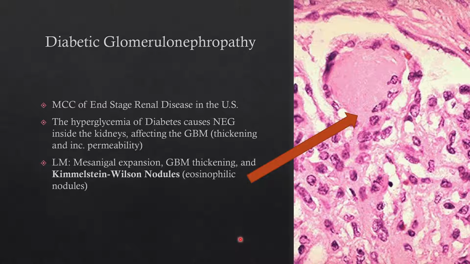And diabetic glomerular nephropathy, this is the most common cause of end-stage renal disease in the United States. And this is why diabetes is such a horrifying disease, because it is a slow progression and a slow march towards worsening conditions. The hyperglycemia of diabetes can cause basically non-enzymatic glycosylation, so that's the NEG, inside the kidneys. This most often affects the glomerular basement membrane and the arterioles, so it's going to cause a thickening of the glomerular basement membrane and increase its permeability, which obviously is not a good thing because you want to make sure that it's filtering the correct way.